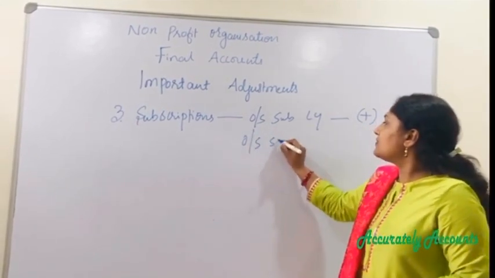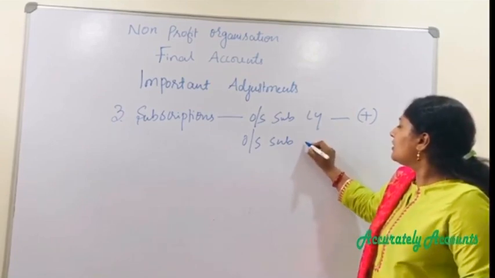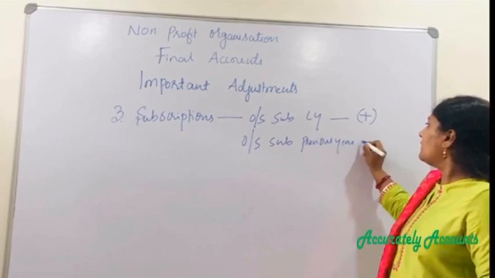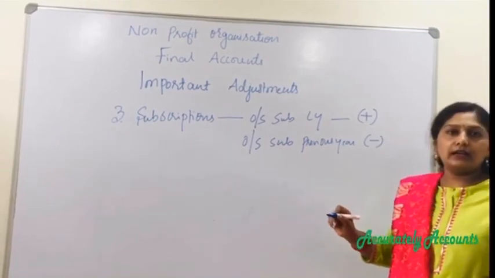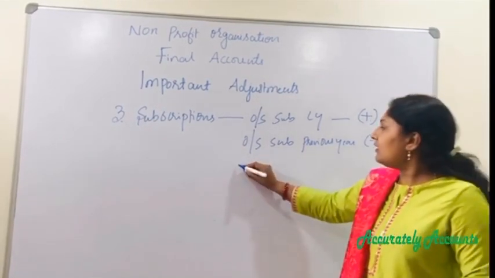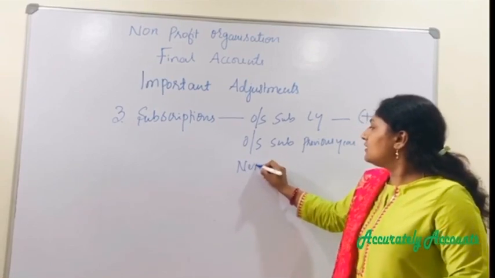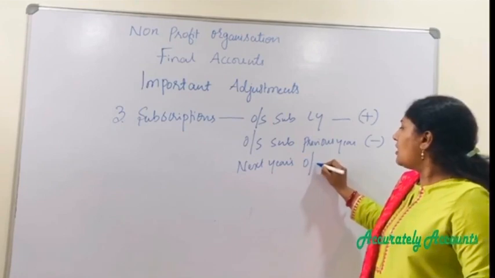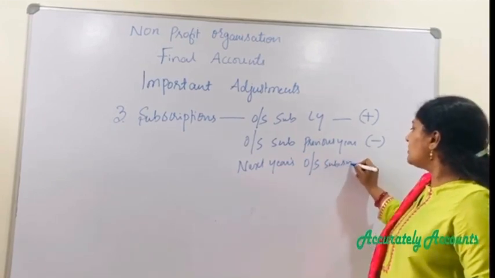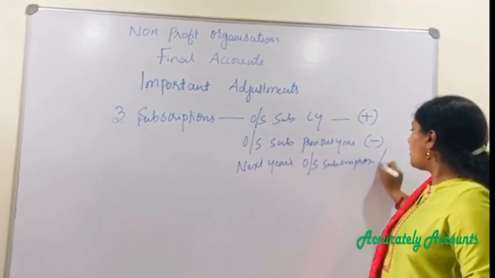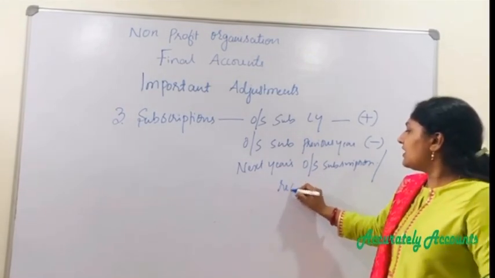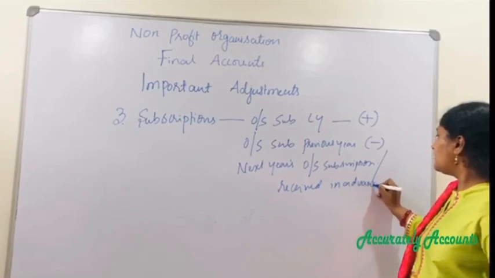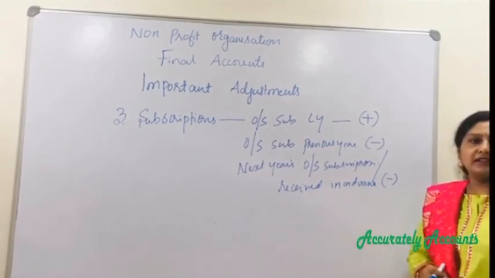Outstanding subscription for the previous year, then it is supposed to be deducted, minus. And then the next year outstanding subscription, or you can also call it as received in advance subscription, received in advance, it has to be deducted or minus.